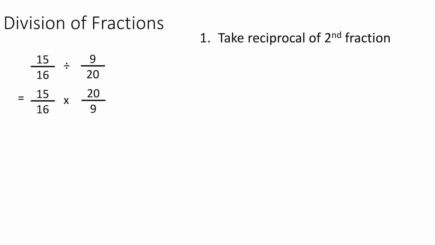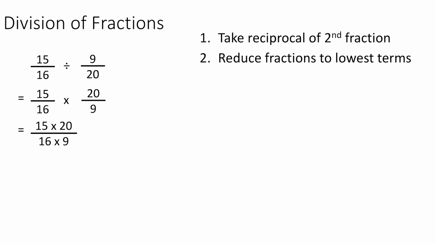So let's multiply tops with tops and bottoms with bottoms, just to see everything on the same fraction. And then we look for common factors. So there's quite a few here. I can see between 15 and 9, there's a common factor of 3. And 20 and 16 share a common factor of 4. So if we take the 15 and the 9 and divide those by 3, we're left with a 5 and a 3. And if we take the 20 and the 16 and divide by 4, we're left with 5 and a 4.